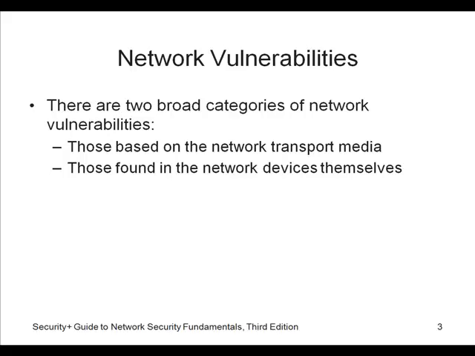Vulnerabilities, broad categories, are based on network transport media and found in the network devices themselves. The transport media, the TCP weaknesses, and again, ARP is one of those weaknesses. James earlier talked about MAC filtering. MAC filtering is one of the things that we can do to minimize some of the threats.